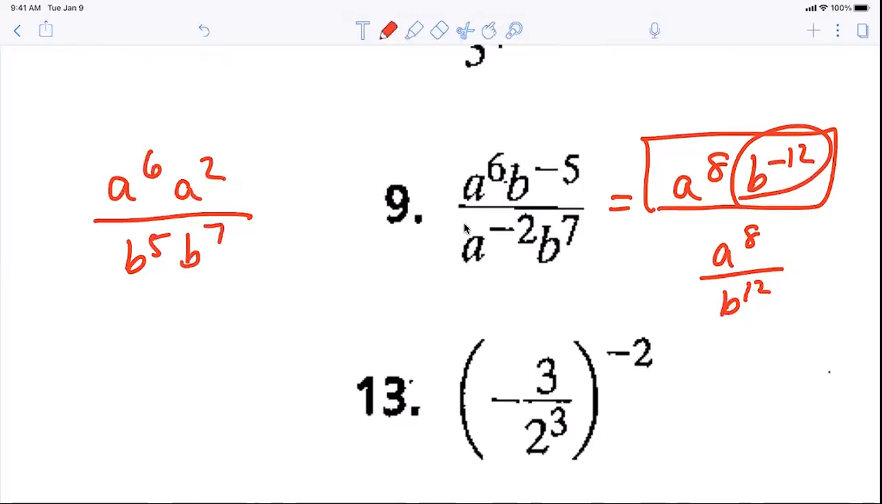So see how this was -5, I just moved that down, I moved that up to the top, and then it's easier for me to simplify. I don't like teaching kids 6 minus -2 and -5 minus, I don't like that, okay? So I always tell kids, make them positive exponents first. Make them positive exponents first.